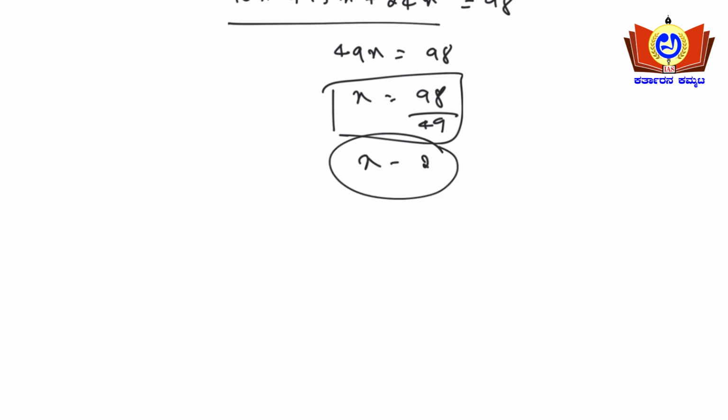Okay, so when we got x, what do we need to find? b is 15x, right? So 15 into 2, that will be 30. So 30, this is the answer here. Simple. In two methods I have explained how to solve this problem. So moving on to the next question.